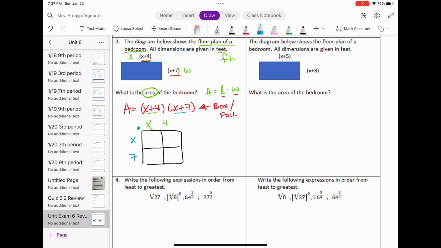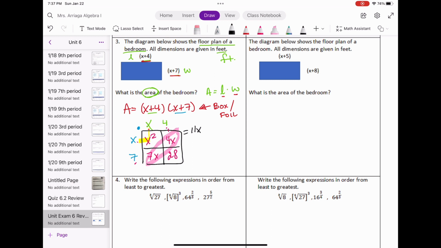So x times x is x squared. Four times x is 4x. X times 7 is 7x. And 4 times 7 is 28. Let's combine those x's. And we get 7 plus 4 equals 11x.